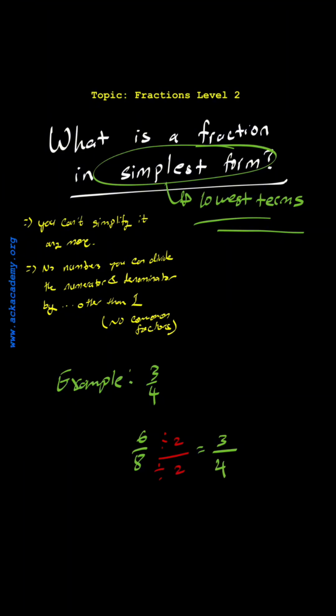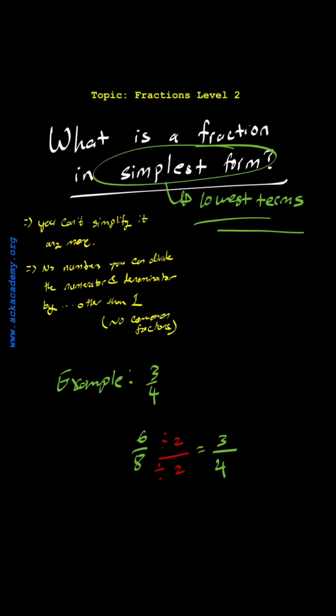And now, can I do anything to this? No, I can't. The only thing that I can divide the numerator and denominator by here is 1. There's no common factors here, whereas here, I have 2. Okay? Let's do another example.